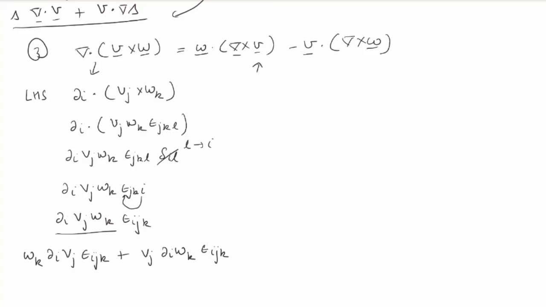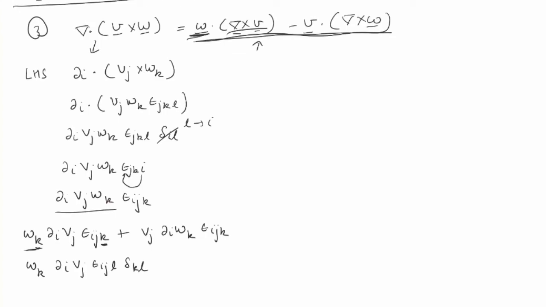Now I have to keep looking here to see what we need to prove. I know when W is constant here, then I have a cross product between del cross V, and K and K are same, so I can write it to be Wk del I Vj EIJL del KL. So if this is the case, then we know that there is a dot product between K and L, Wk dot del I Vj Eijl.